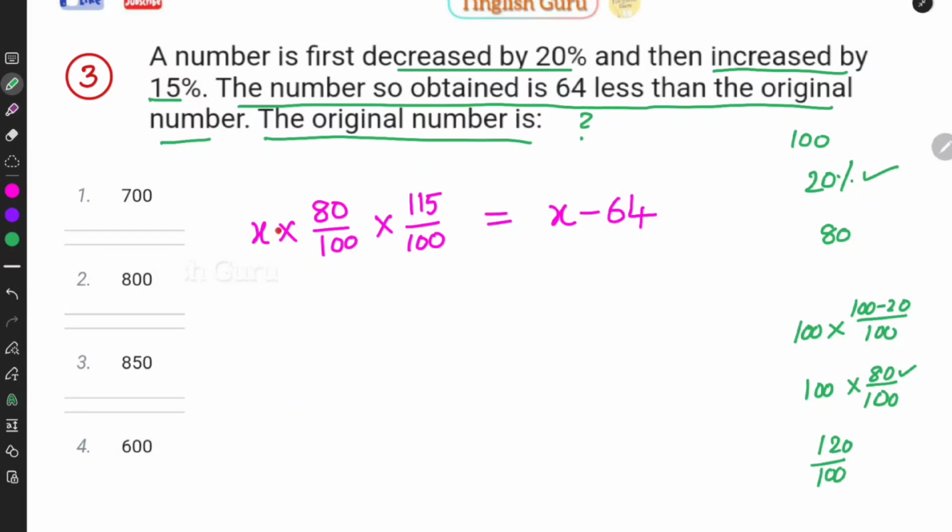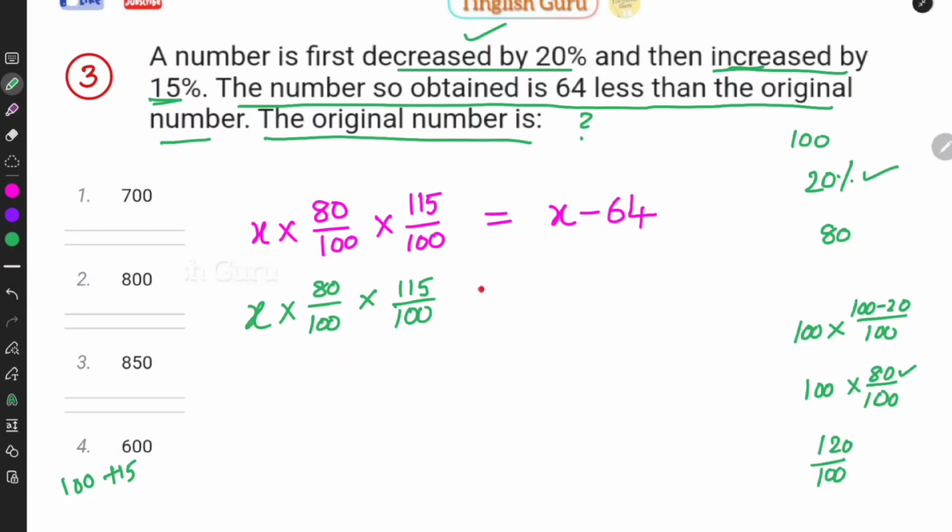Now we will write. Let us say the given number is x. First step is decrease by 20. Decrease by 20 means the value will be 80 by 100. In the second step it is increased by 15. Increased by 15 means 100 plus 15, that means 115 divided by 100.